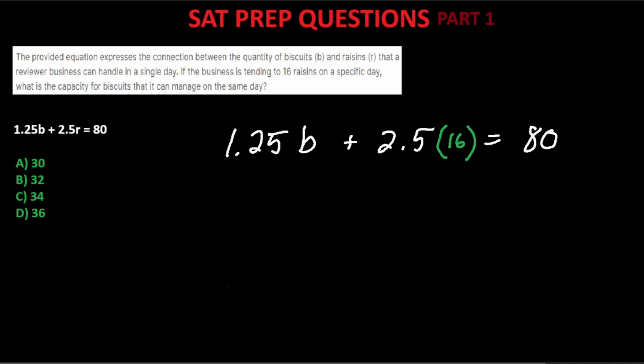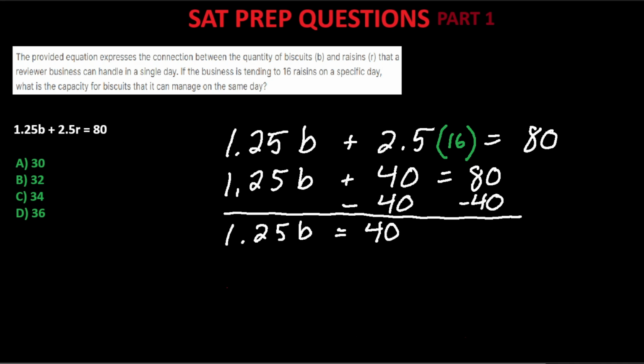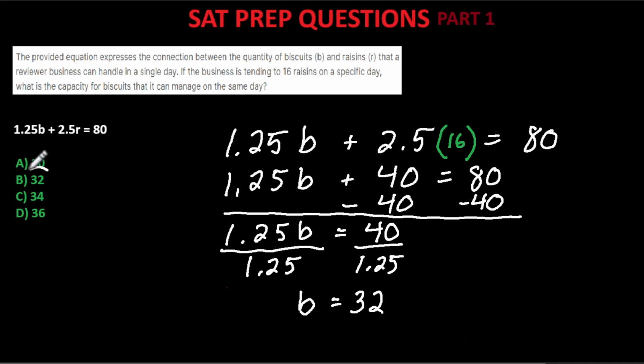And then we multiply 2.5 times 16. Then we subtract 40 from both sides. And then finally, to isolate B, we divide both sides by 1.25. And then we find that B equals 32.